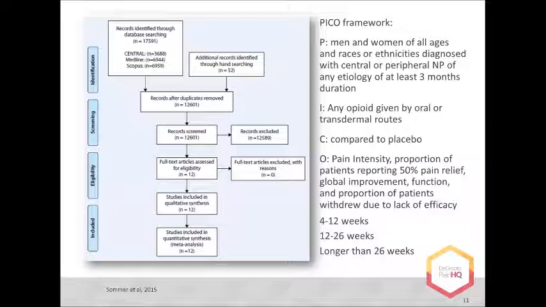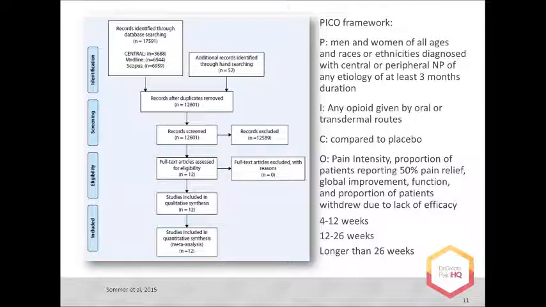If you want to get the highest effect of any drug, you use a randomized controlled trial design and compare to placebo. In the case of opioids, you measure in a very short term. So they measured pain intensity. They also looked at the proportion of patients reporting 50% pain relief, and at global improvement, which is how much you improved. Also, they looked at function and the proportion of patients that withdrew due to lack of efficacy.